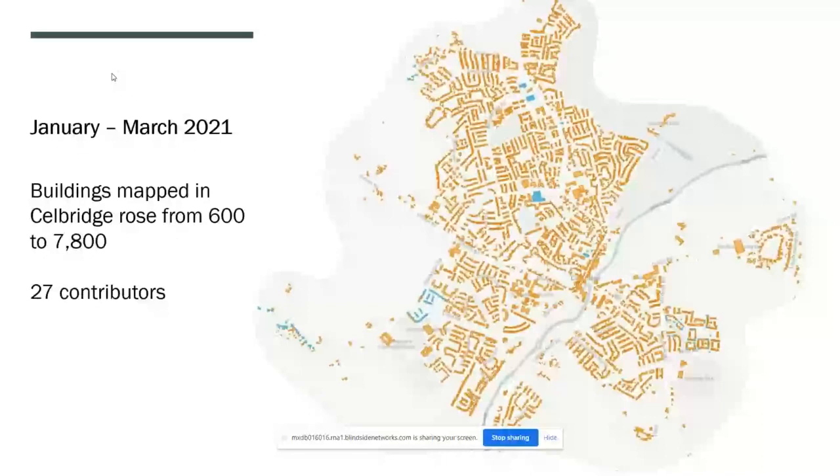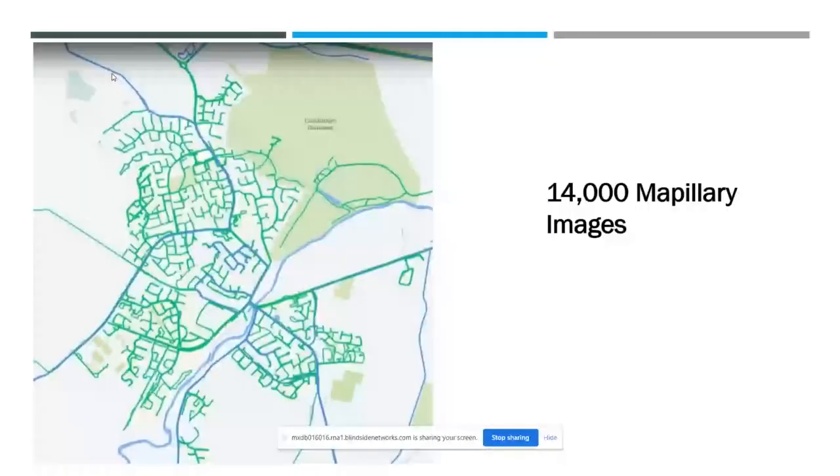We also gathered 14,000 Mapillary images and that was a lot of fun, just getting out on bikes, walking, in the car, wherever. And we managed to get, I believe, 99% of Celbridge Town done in Mapillary.